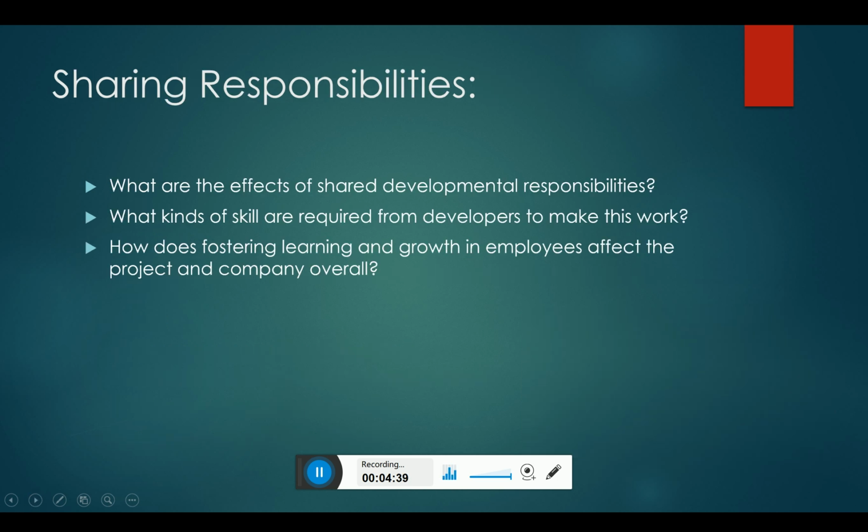When we share responsibilities, what are the effects of shared development responsibilities? When we have shared development responsibilities, it forces communication.